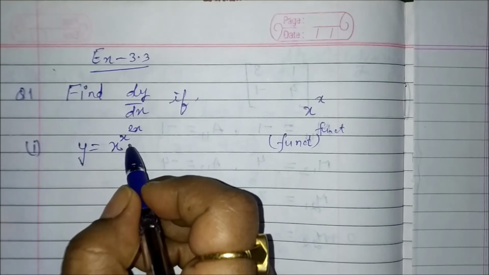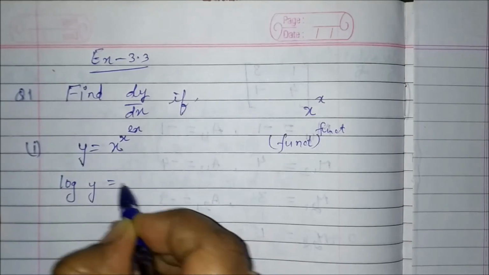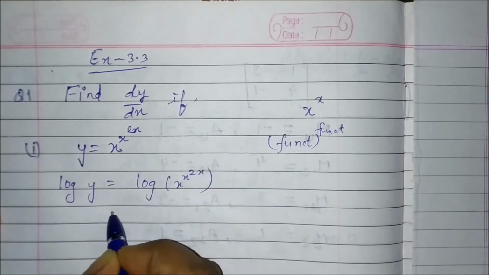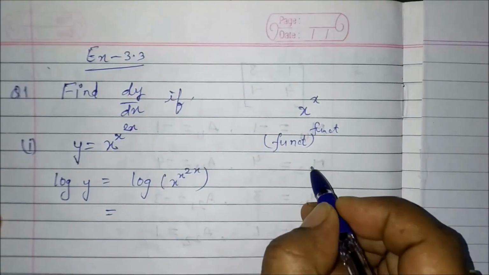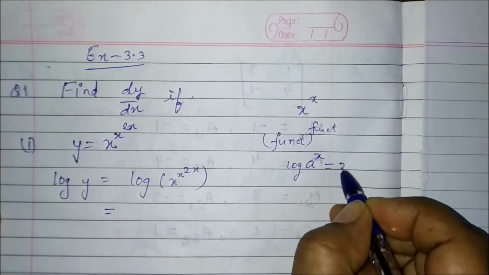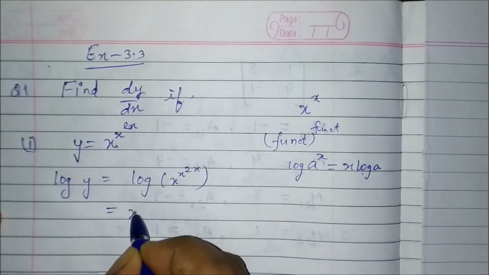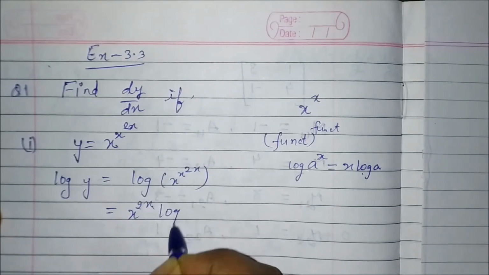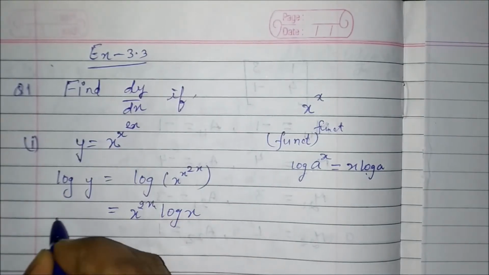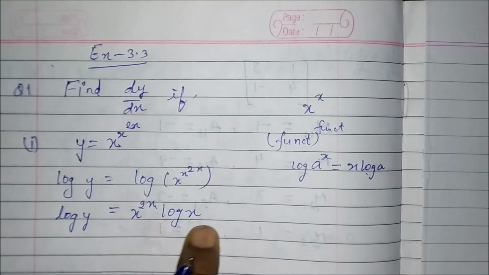First of all we need to take log on both sides. So we take log y equals log of x raised to 2x. Since we have the property of log, that log a raised to x can be written as x log a, using this property we can write x raised to 2x into log x. Now log y equals x raised to 2x into log x.